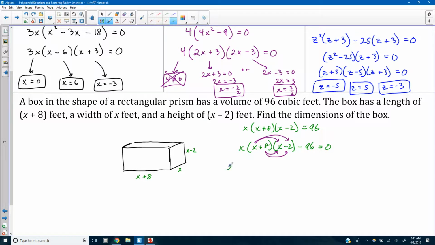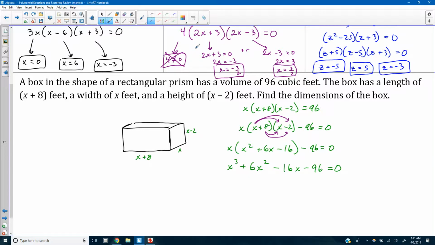So this is all x times x squared minus 2x plus 8x minus 16 minus 96 equals 0. So this will be x cubed plus 6x squared minus 16x minus 96 equals 0. Okay, now I have to factor down.